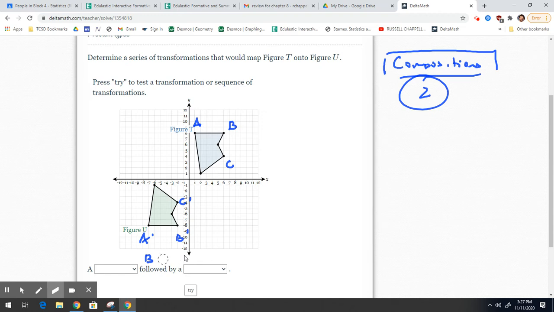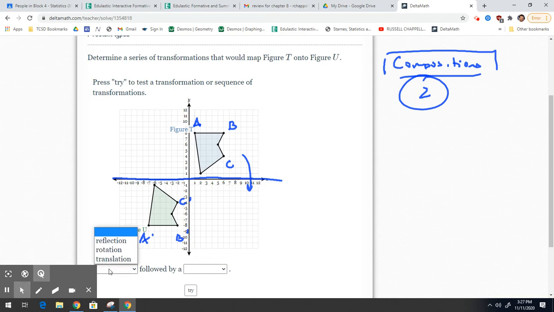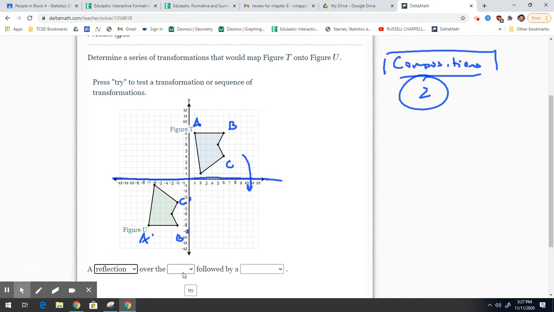I think that maybe we could reflect this guy down. What if we reflected it down? Then A would be down here, B would be down here, C would be here. So I think that this is going to require an x-axis reflection. So I'm going to fill that in as my first transformation over the x-axis.